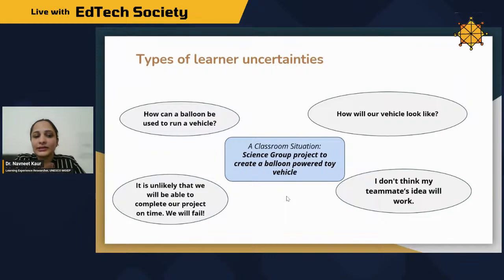Okay, so for the situation that I just mentioned, we found that learners were asking different kinds of questions. They asked, how can a balloon be used to run a vehicle? They were asking, how will our vehicle look? Then they were also uncertain about whether they will be able to complete their project on time or not. They said, I think that we'll fail and will not be able to do our job. Then some students were saying things like, I don't think that my teammate's idea will work, or maybe I don't think that I'll be able to do a good job as a part of this team. So they were having all these kinds of uncertainties.